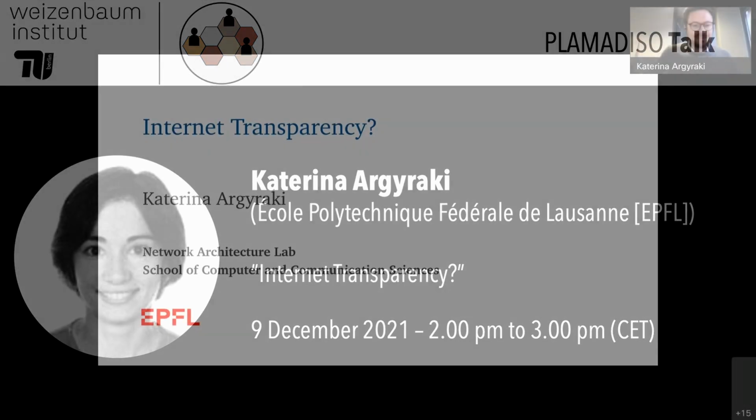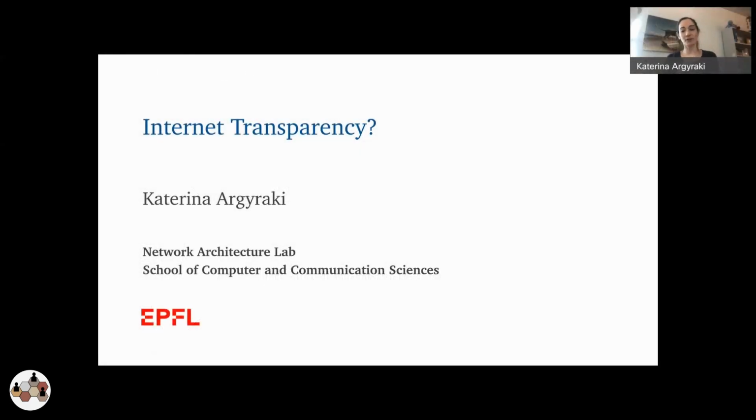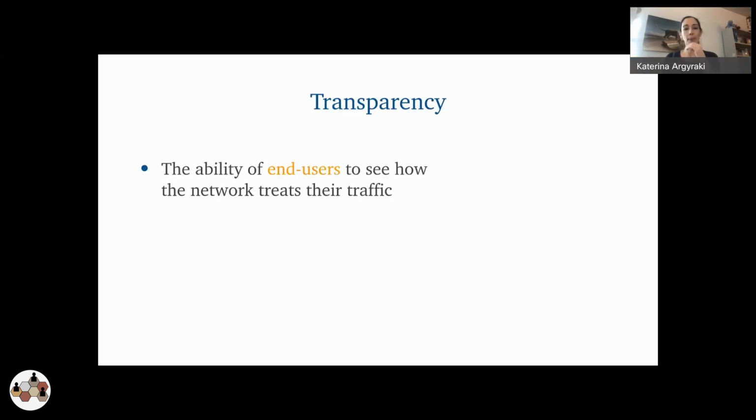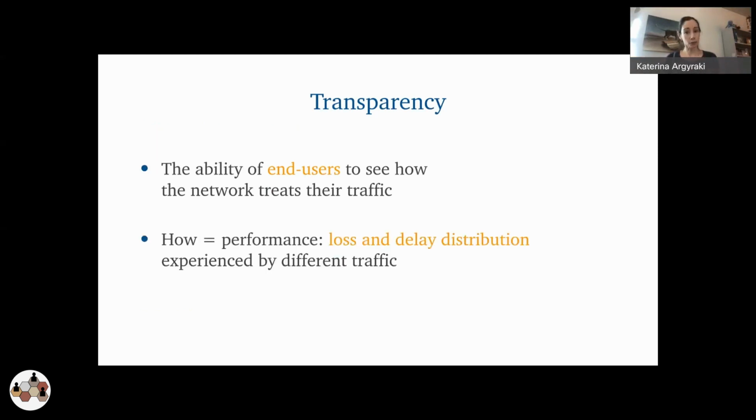So this talk is not about my most published work or about my most recent work, but it's the one that's closest to my heart. The work is about transparency, meaning the ability of end users to see how the network treats their traffic. And by how, I mean with what network performance, what loss and delay distribution is experienced by different traffic aggregates.